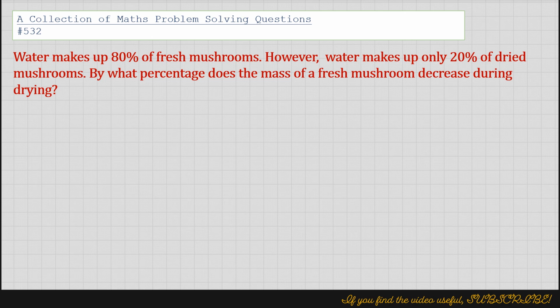So for this question, what I can do is draw a mushroom. Say this is a fresh mushroom, okay? So it's a fresh mushroom. And a dried mushroom, somewhat like this. Say that's a dried mushroom. So it will help us understand the situation better.